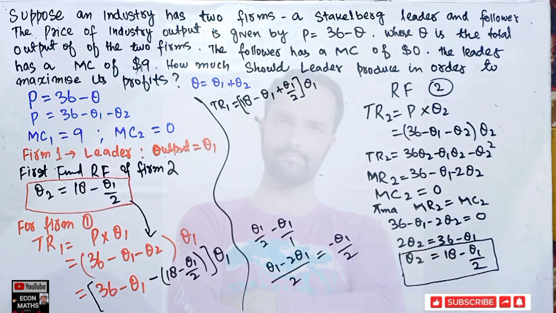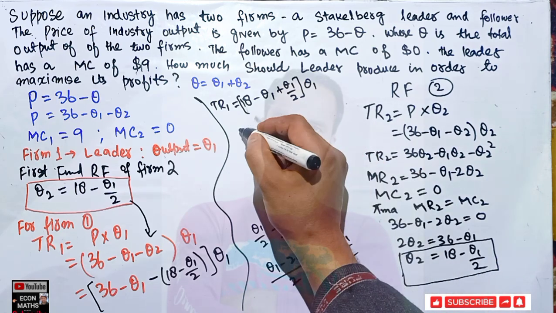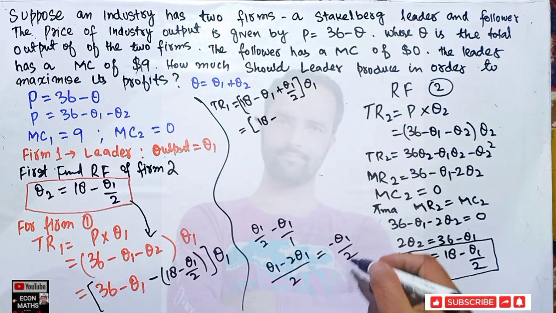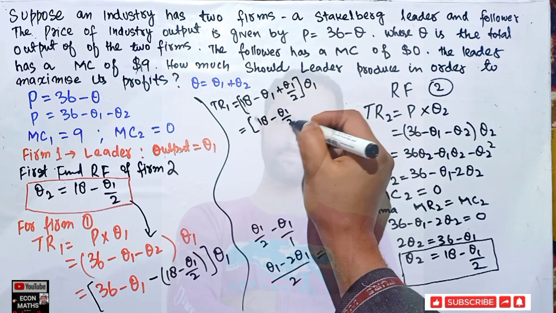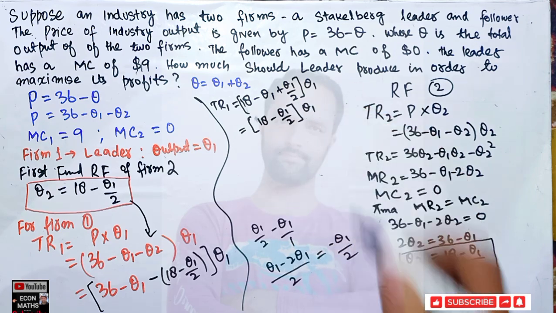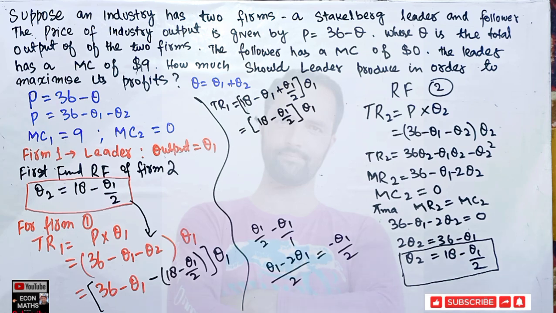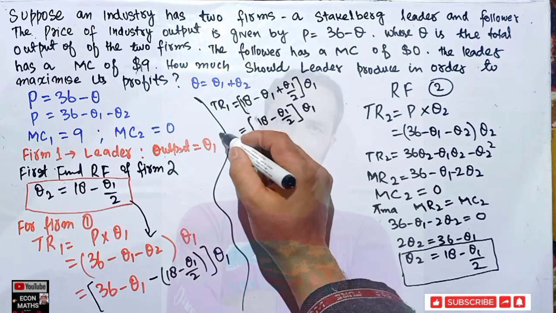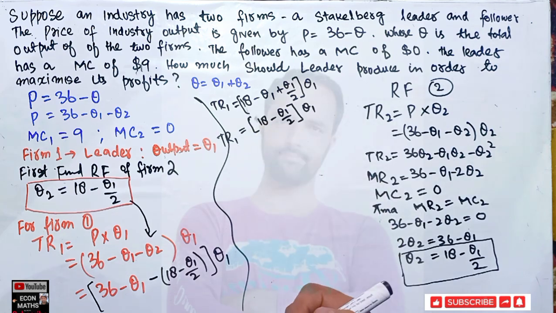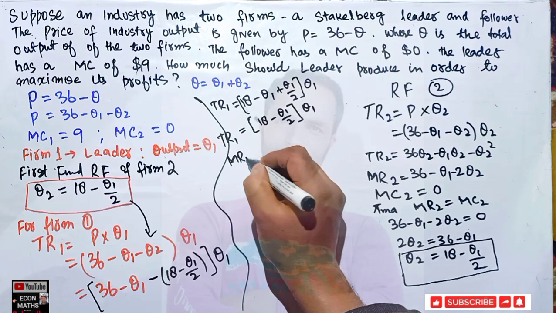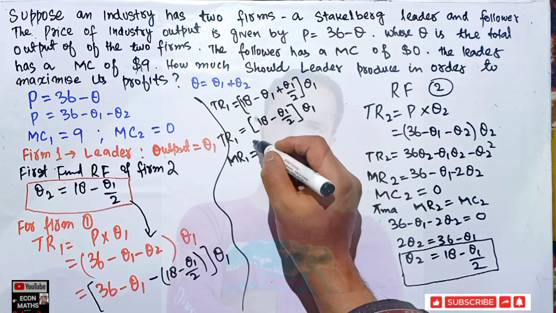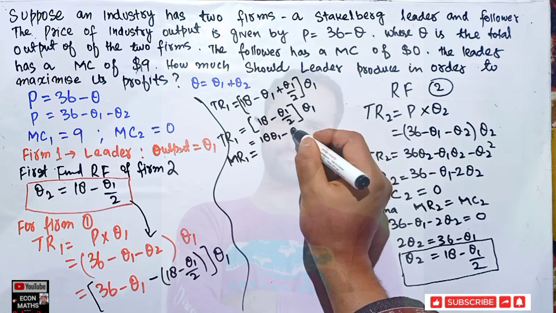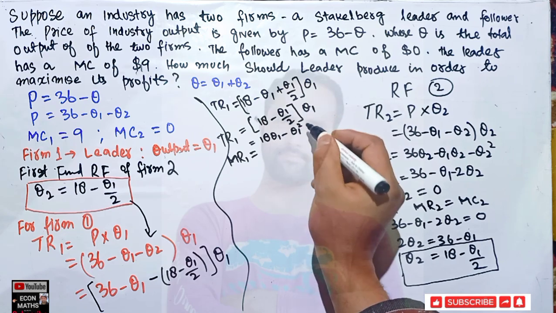So here we can write it like this. It comes out to be 18 minus Q1 upon 2, and to this we multiply Q1. So this is our total revenue for firm 1. Now what is the marginal revenue for firm 1? Let us solve it further here. This becomes 18Q1 minus, since Q1 is multiplied to each of these terms, Q1 square upon 2.